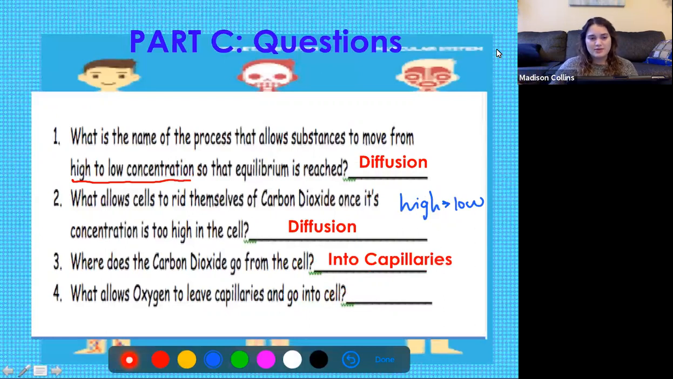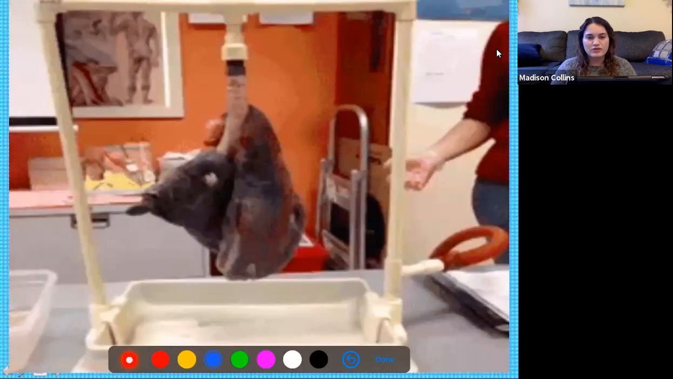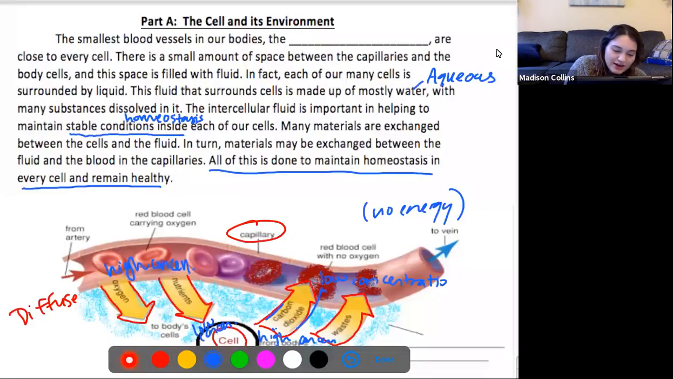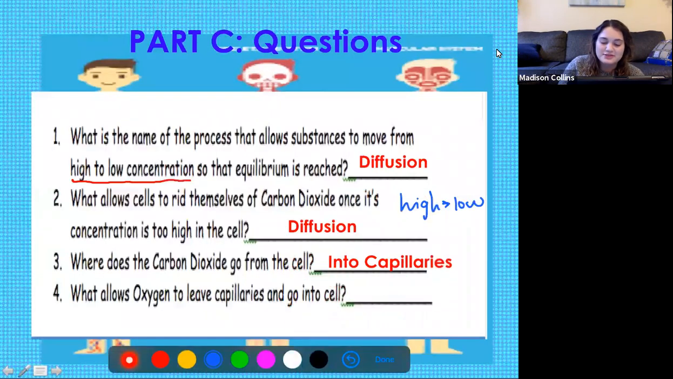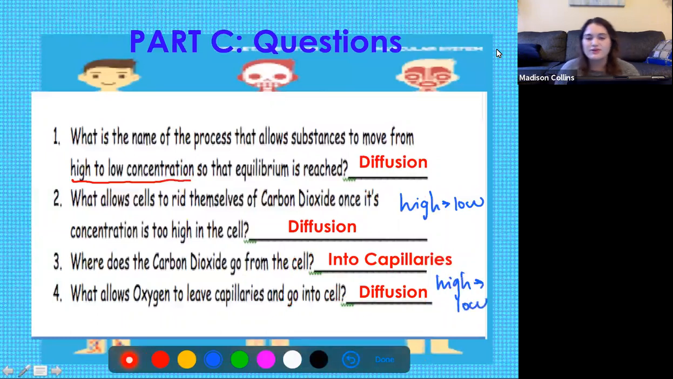But now, what allows oxygen to leave the capillaries and go into the cell? Let's go back to our picture. We've got a lot of moving going on. Again, we have a high concentration of oxygen in the capillaries. They're then going to move to a low concentration inside the cell. So again, that answer is going to be diffusion because again, molecules are moving from high to low concentration. Right? So diffusion is what allows those molecules to move in and out of the cells and the capillaries.